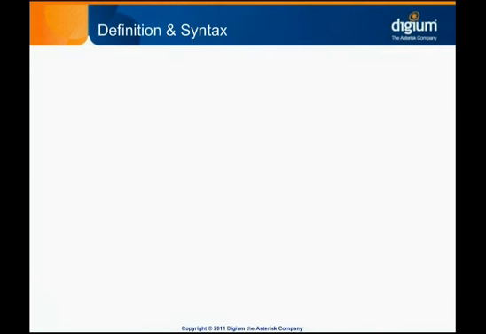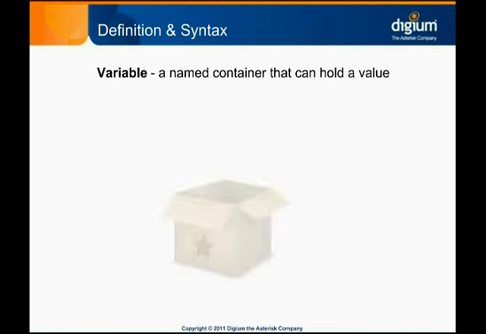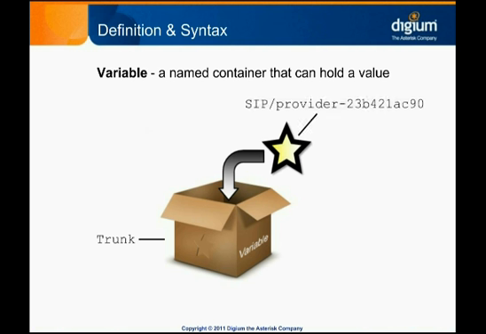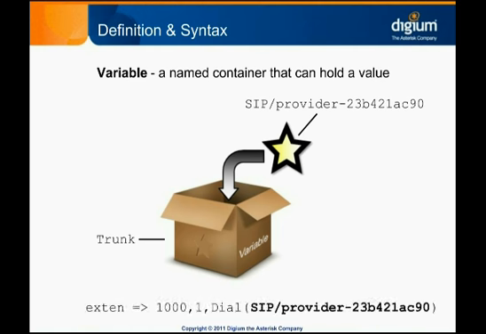So what is a variable? Simply put, a variable is a named container that can hold a value. You can think of a variable as a box. Inside the box is the value assigned to it. For example, we have a variable in our Dialplan called trunk, which is assigned the value SIP/provider-23B421AC90. Here you can see extension 1000 is set to dial out to our SIP provider with the lengthy name.